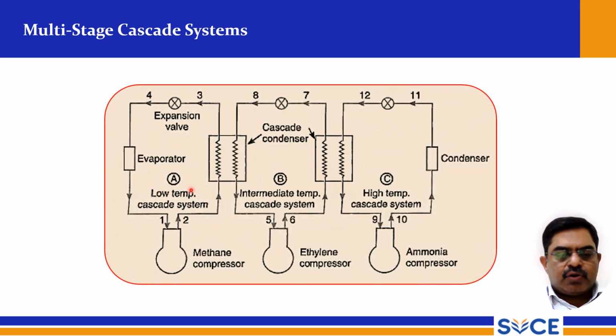So this is the low temperature cascade system, this is the intermediate temperature cascade system, and this is the high temperature cascade system, and we have two cascade condensers. This is the first cascade condenser, and this is the second cascade condenser. A separate condenser should be provided at the high temperature cascade system. And these two act like heat exchangers between stages. So this is a simple diagram for the multi-stage cascade system.